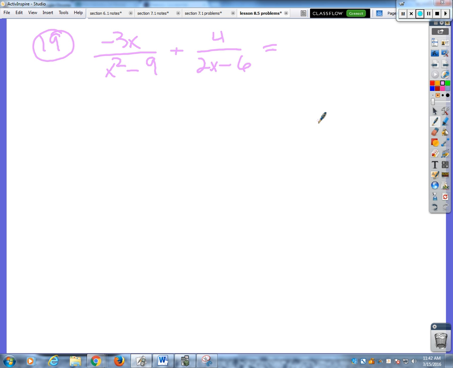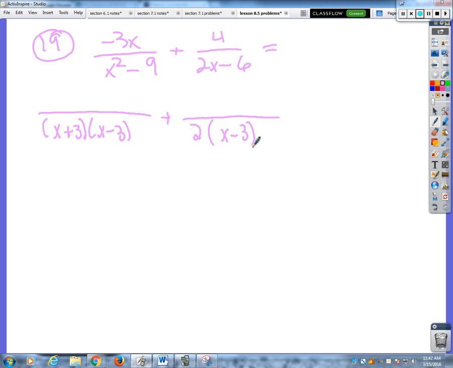X squared minus 9 we should be getting pretty good at. I feel like we're seeing that a lot in this chapter. X squared minus 9 factors into what? X plus 3 and x minus 3. Good. And then 2x minus 6 factors into? 2 times x minus 3. Yep, you can factor 2 out because both are divisible by 2.